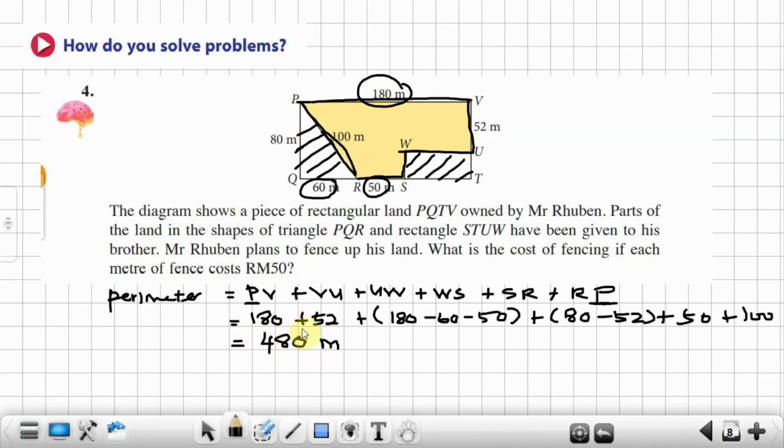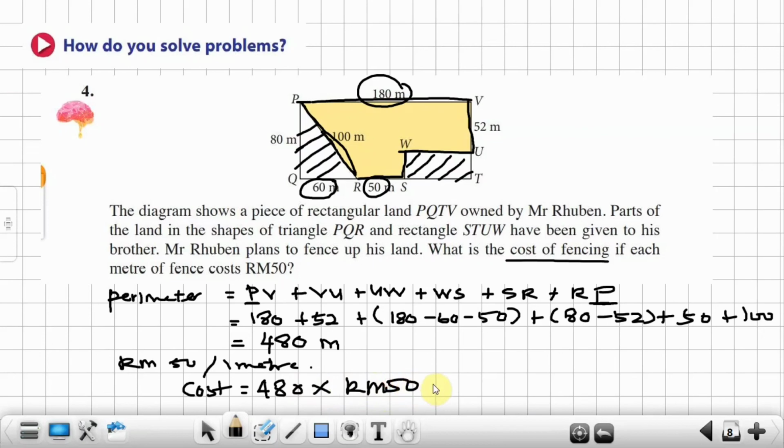Now we want to know the cost of fencing, if the cost is RM50 per 1 meter of fence. So if we have 480 meter, the cost is 480 multiplied by RM50, which equals RM24,000. That's it for today.